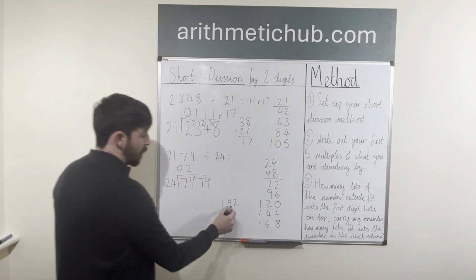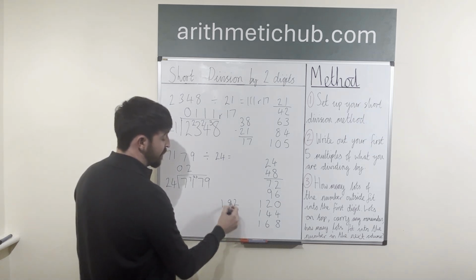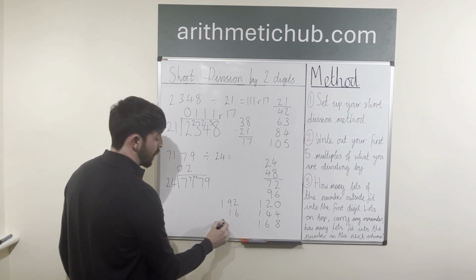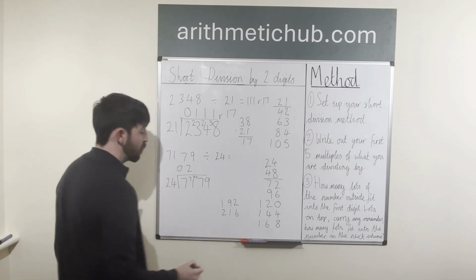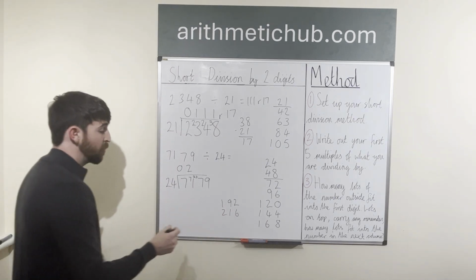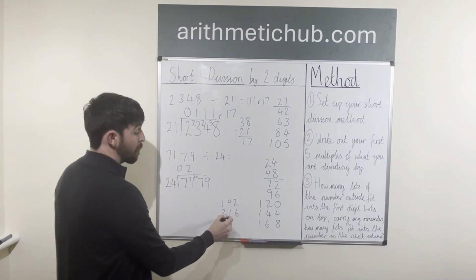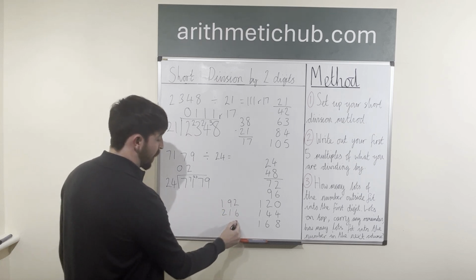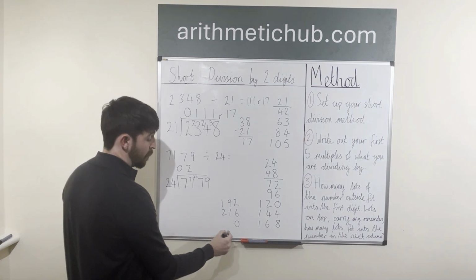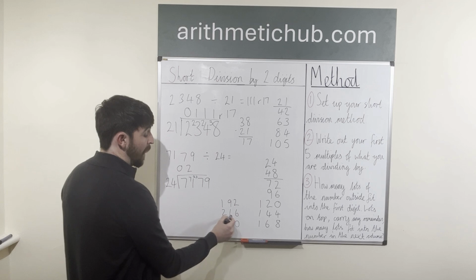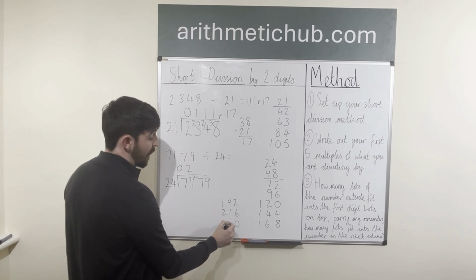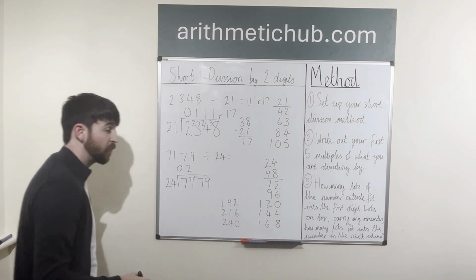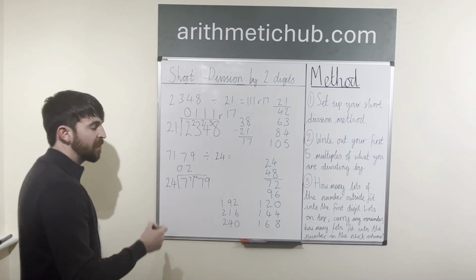192 add 24. 2 add 4 is going to give me 6. 9 add 2 is going to give me 11. So 1 down, carry the 1, and that would make it 216. Now I think I might need another one as well. So 216 add 24. I'm going to say 6 add 4 is going to give me 10. Carry the 1. 1 add 2 is going to give me 3. Add the 1 that I was carrying is going to give me 4. And then 240. So 240, you would think that would be 10 lots.